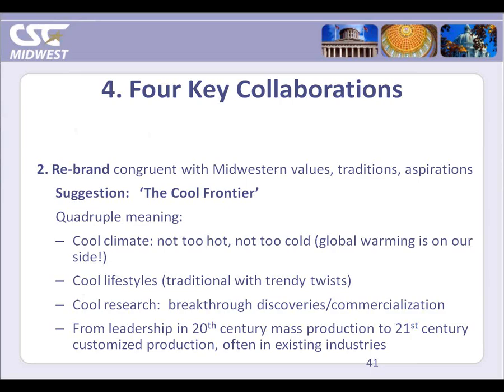The cool lifestyles, both the mix of traditional and trendy lifestyles. Really cool research going on in the Midwest in both the traditional industrial areas as well as the information technology and biotech areas. And, of course, the really interesting stuff that goes on in the Midwest of switching from 20th century mass production to 21st century customized production, and how that's affecting existing industries as well as newly forming industries.